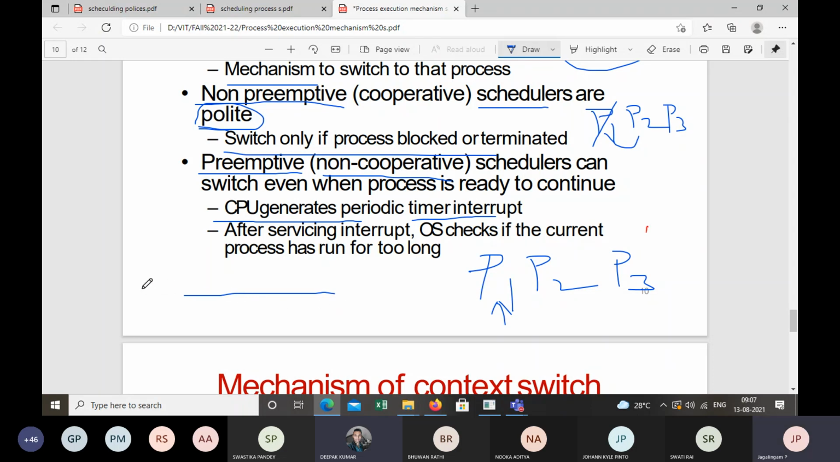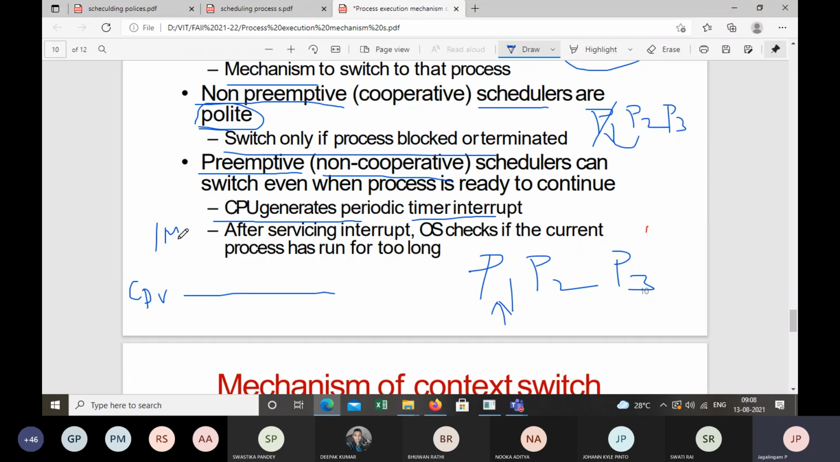The CPU generates the timer interrupt periodically. That means that we can set a time in the CPU, and therefore the CPU causes an interrupt. Let's say that you set a time of 1 millisecond. So for every 1 millisecond, the CPU interrupts.